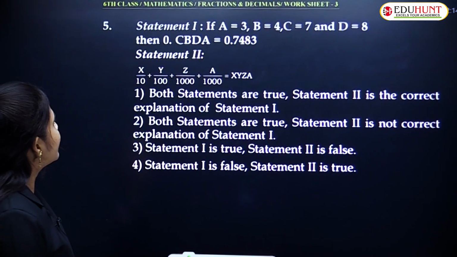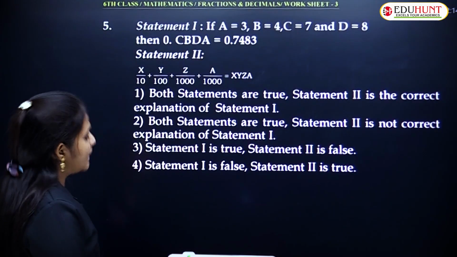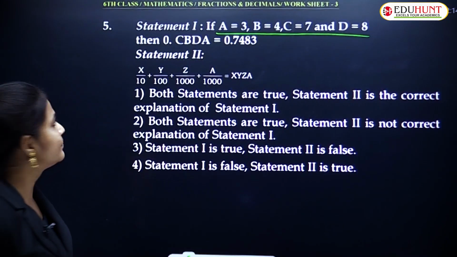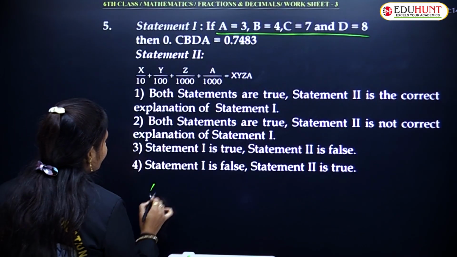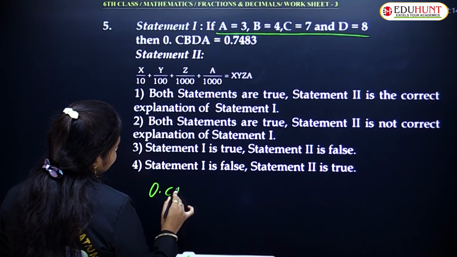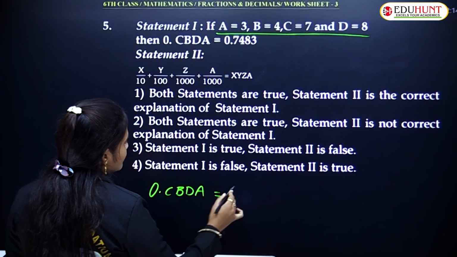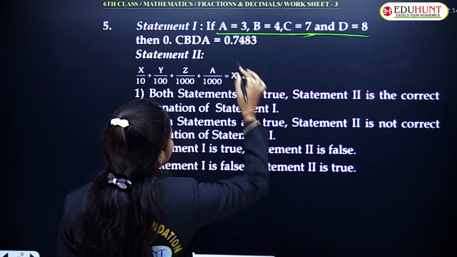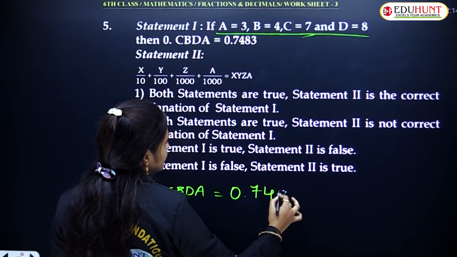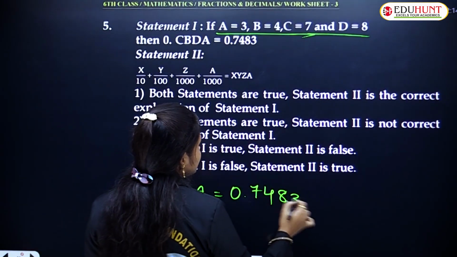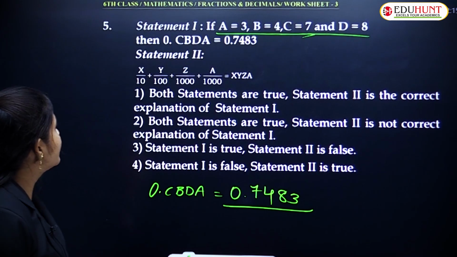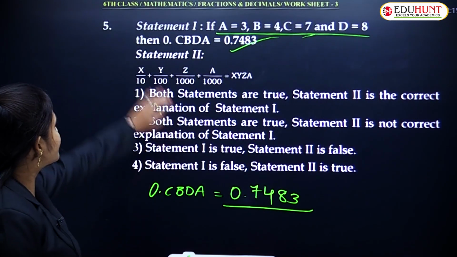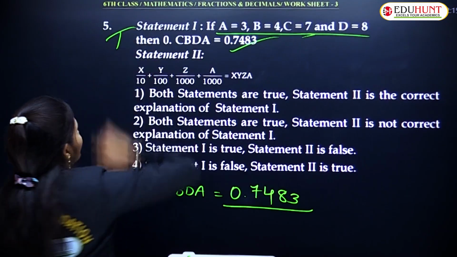Next one. Statement 1 is, if A is equal to 3, B is equal to 4, C is equal to 7 and D is equal to 8, then 0 point CBDA. So 0 point, what is the value of C here? 7. B value is here 4. D value is 8. A value is 3. 0.7483. Here also we got the same value, right? So as per this one, statement 1 is true here.